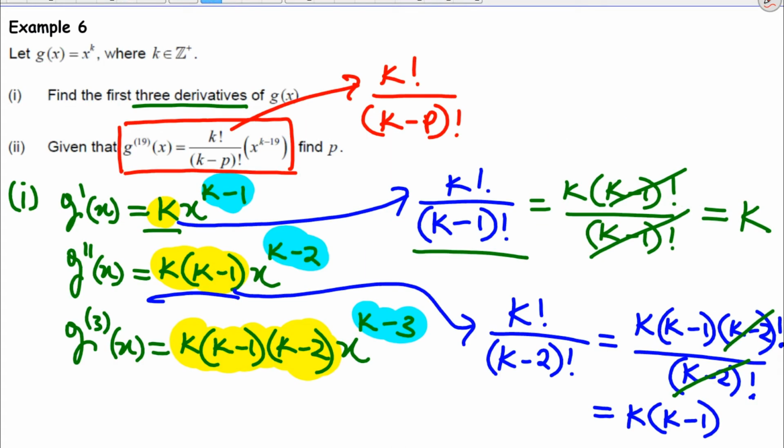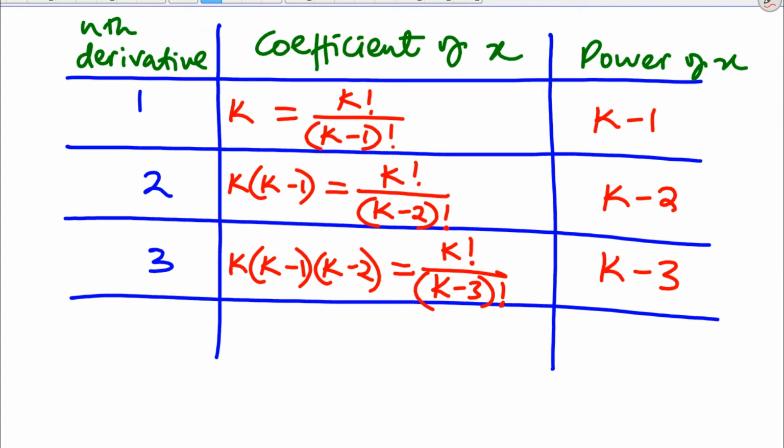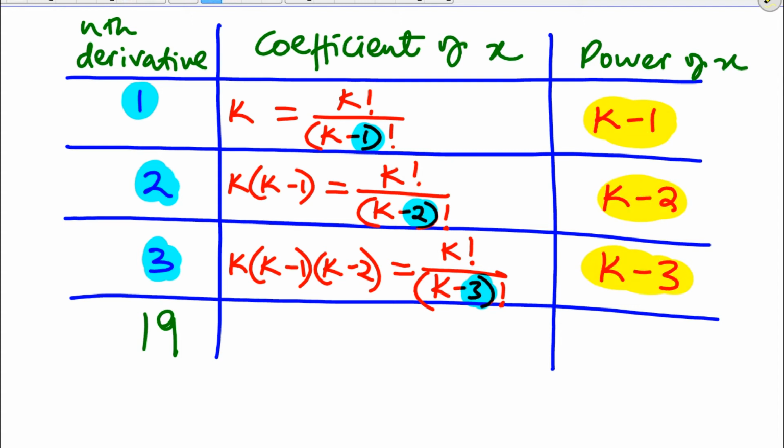So back to the question. They're asking us to find the 19th derivative. You can see the pattern here: 1, 1, 2, 2, 3, 3. Another pattern, k minus 1, k minus 2, k minus 3. That's what we need. The 19th derivative here will be given by k factorial over k minus 19 factorial, based on the pattern we have. And the power of x will be k minus 19.